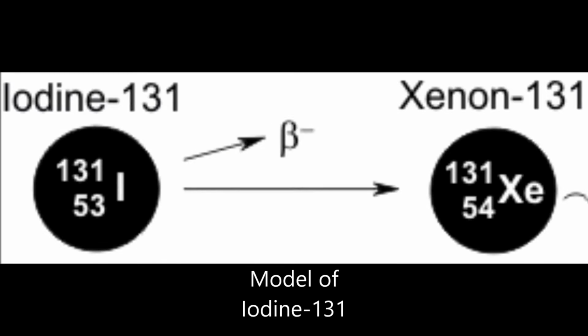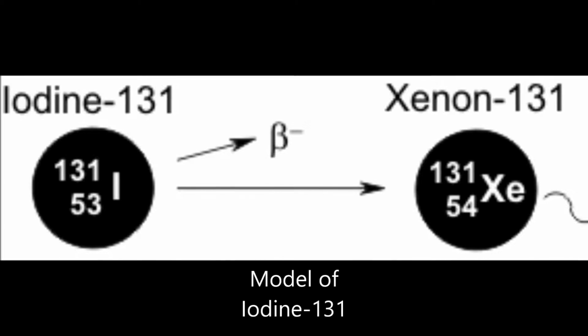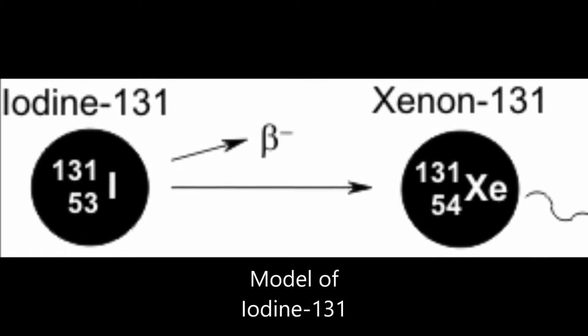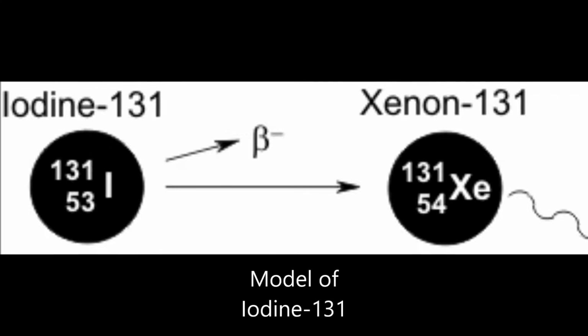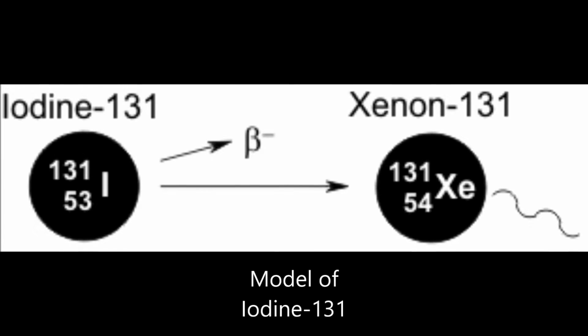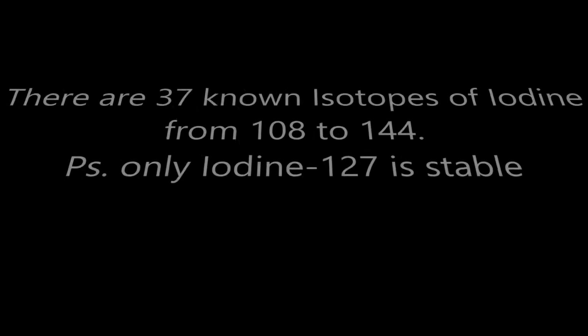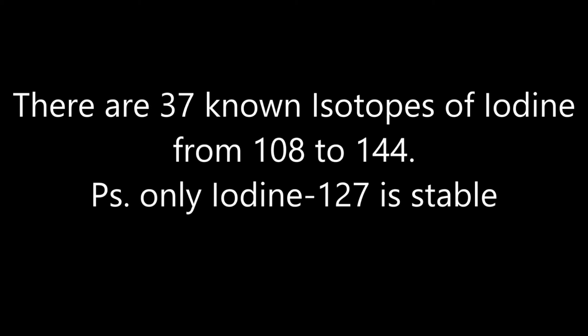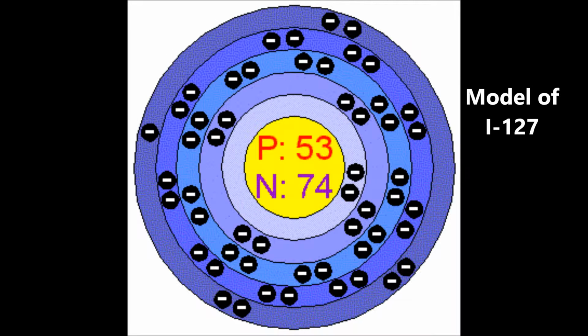At first we have a diagram of Iodine 131. It has a mass of 131. As of now, there are 37 known isotopes of iodine. They range from 108 to 144. Only iodine 127 is stable. Here is the diagram with 74 neutrons and 53 protons.